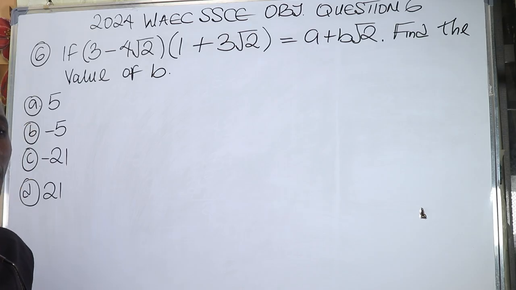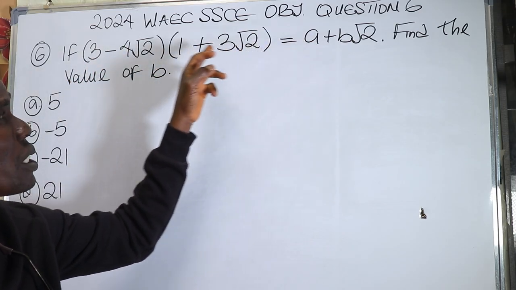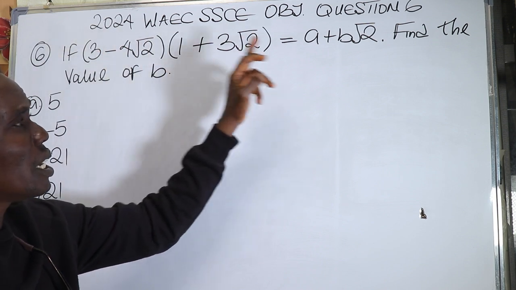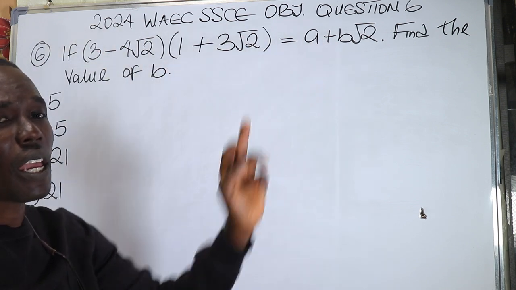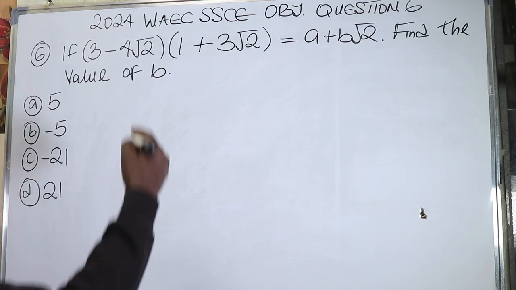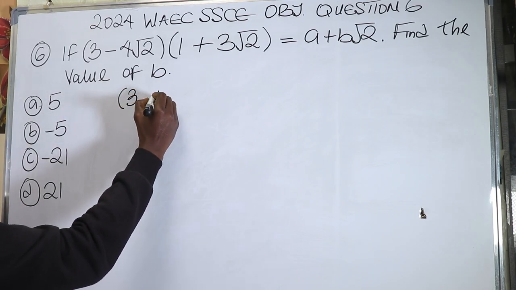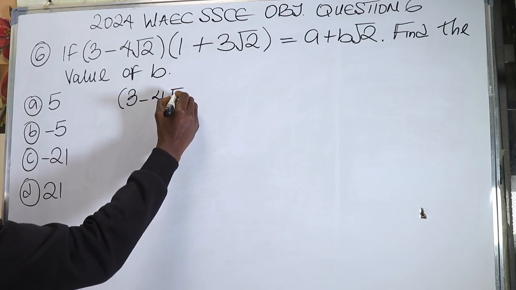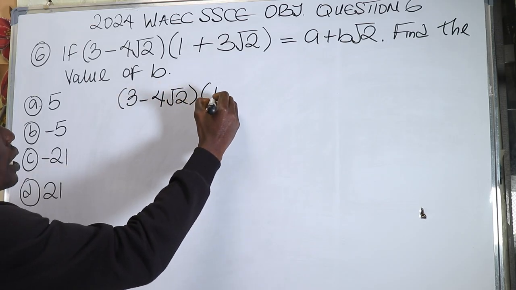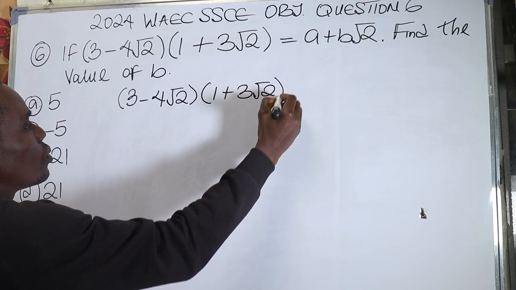Now let's look at how we can solve a question like this using the surd rule. If you are asked to multiply this and it gives you this, that means whatever result you get here, you will see the value of a and b in that result. So these are the options that are given to us. So let's multiply out that expression. We have 3 minus 4 root 2 multiplying 1 plus 3 root 2.